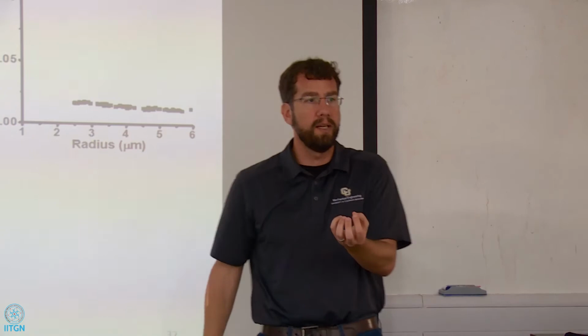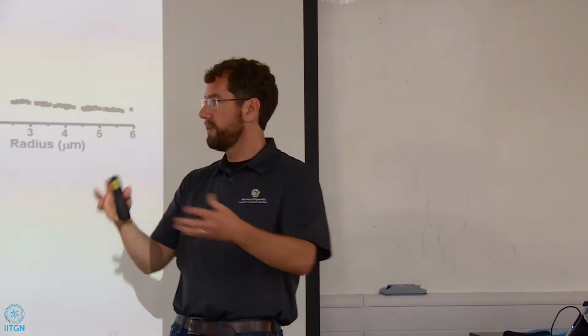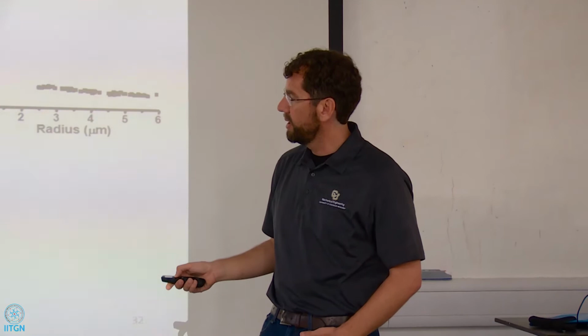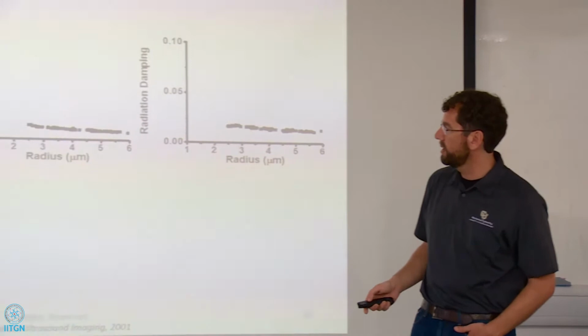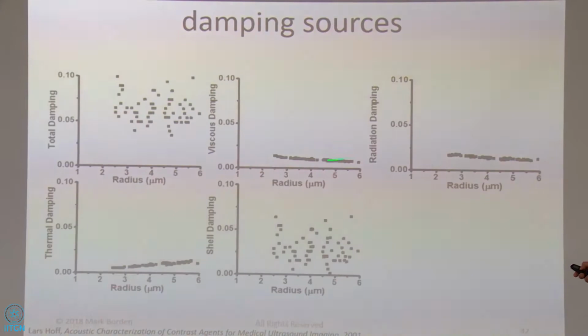When the bubble compresses, it heats, and some of that heat gets lost to the surroundings. That's a damping mechanism. As it expands, it cools and brings in heat, and there's this net heat transfer that leads to thermal damping. So we can predict what that is for a bubble. It's probably an oversimplification, but at least we can predict it as a function of bubble size. And if you take the total damping and subtract off all of these contributions, the only thing that's left is the shell.